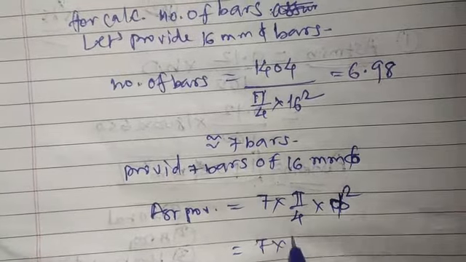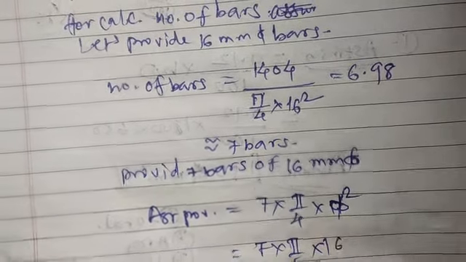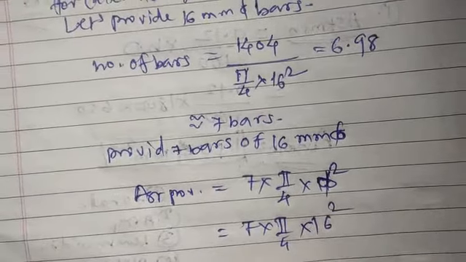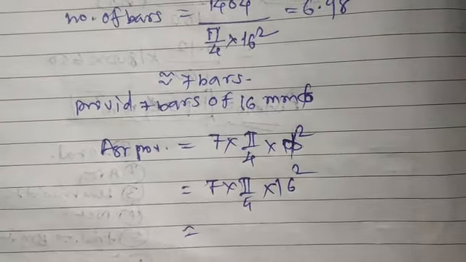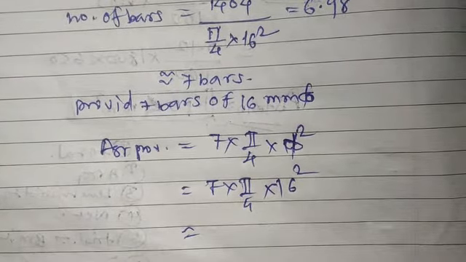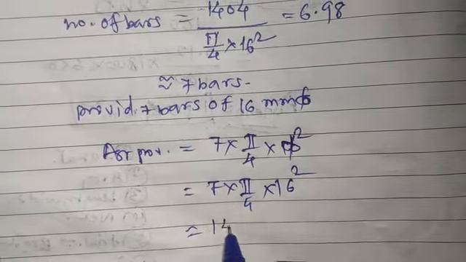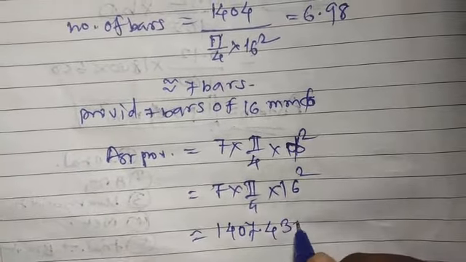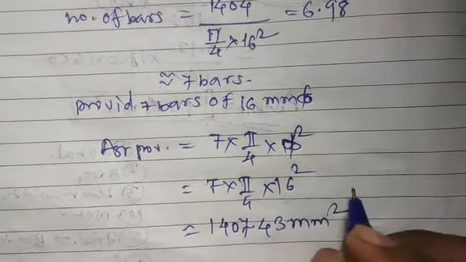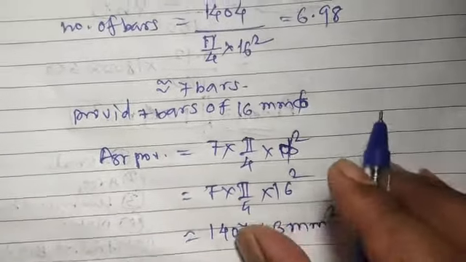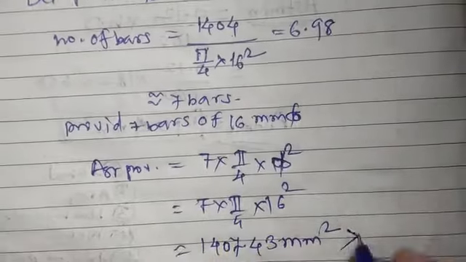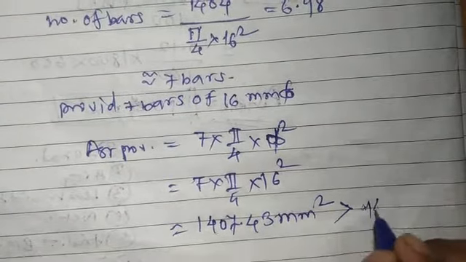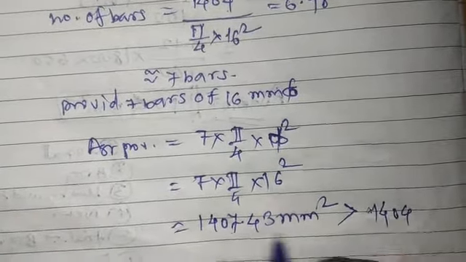7 into pi by 4 into 16 square. So I'll calculate that again. It is 1407.43 mm square, which is greater than AST minimum, which was 1404. So okay.